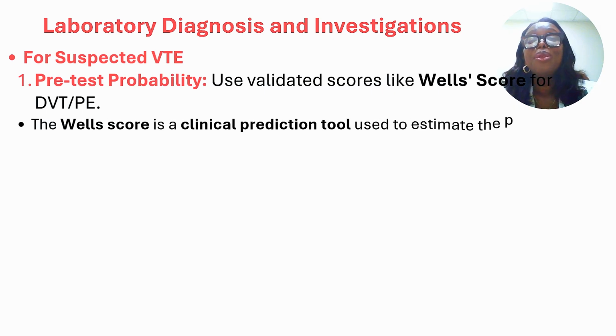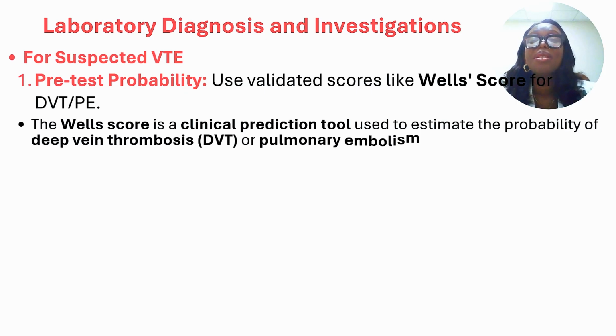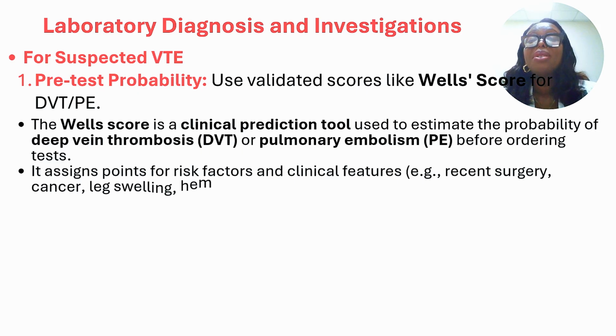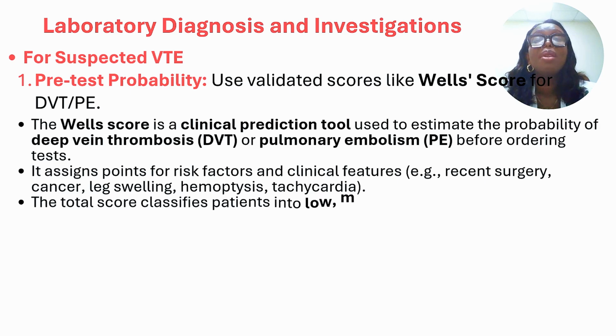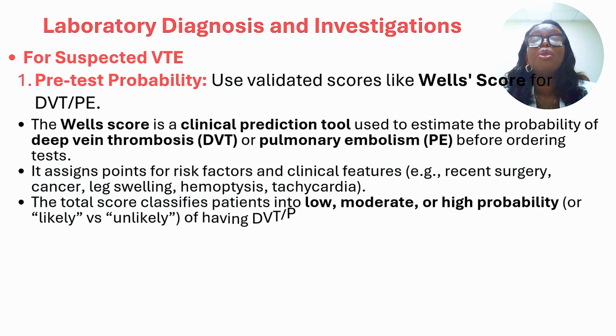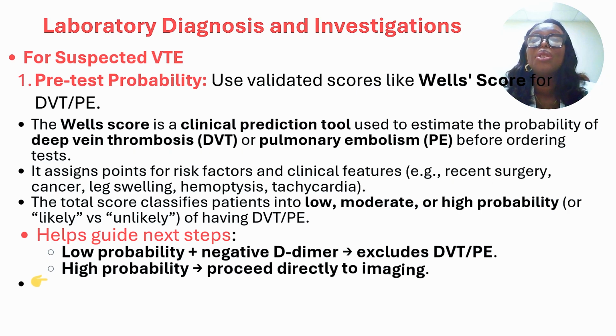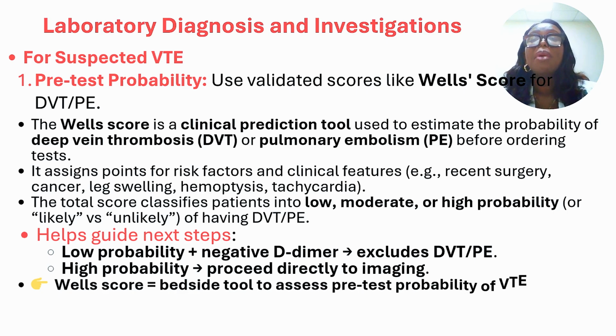Now, for the diagnosis of suspected venous thromboembolism (VTE), there are some validated scores like the Wells score that can be used for deep vein thrombosis and pulmonary embolism. The Wells score is a clinical prediction tool used to estimate the probability of deep vein thrombosis or pulmonary embolism before ordering other tests. It assigns points for risk factors and clinical features, for example recent surgery, cancer, leg swelling, hemoptysis, and tachycardia. The total score classifies patients into low, moderate, or high probability, or likely versus unlikely. So the clinician uses the Wells score to first of all classify the patient suspected of having either deep vein thrombosis or pulmonary embolism.